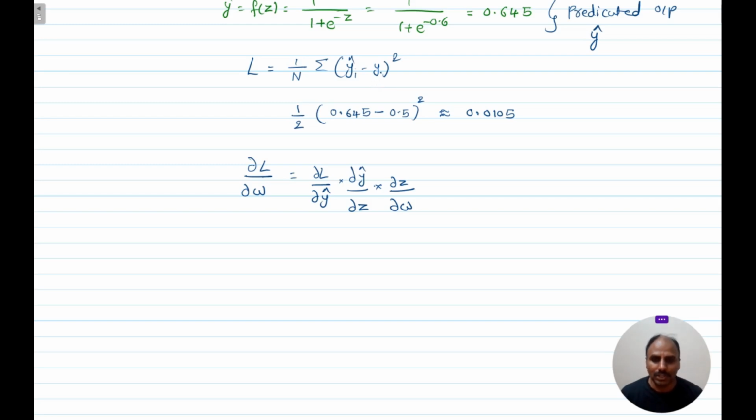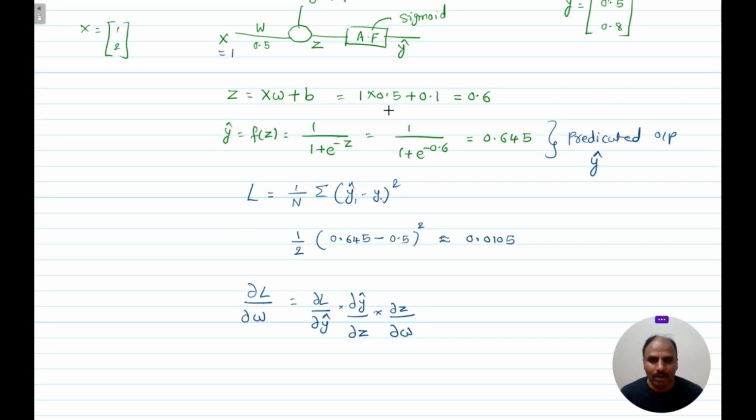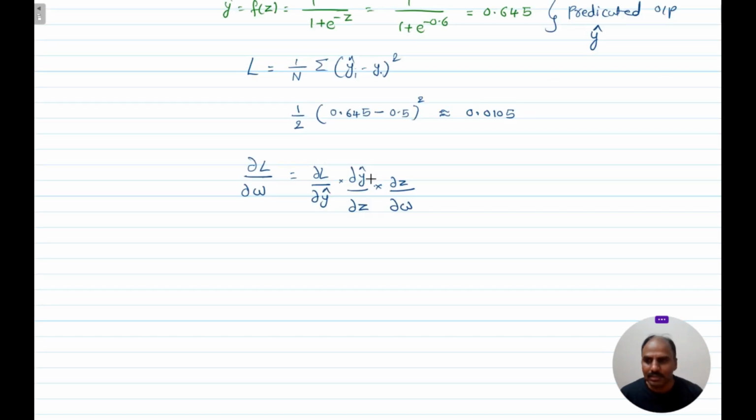At the same time, in y cap there is a z, so if I differentiate with respect to z, I will get some solution. And one more, dou z by dou W: differentiating z with respect to W, we will get one solution, right? By the way, if I cancel like this, if you check, this and this will cancel.